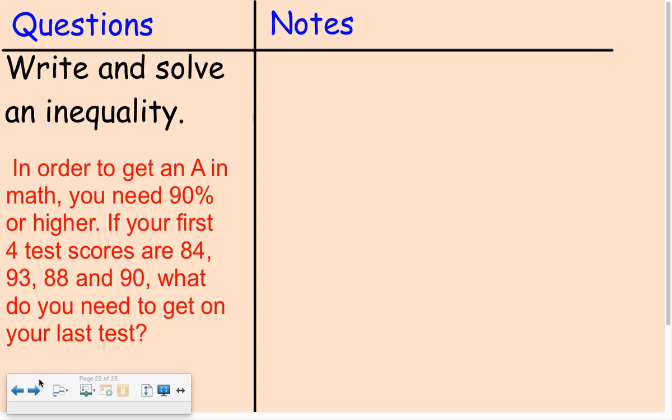In order to get an A in math, you need 90% or higher. If your first four test scores are 84, 93, 88, and 90, what do you need to get on your last test? And actually, now that I look at this, we can still use SUI for some of it, but this will be the hardest one to use SUI for. So I'll try, and we'll see what we come up with here.